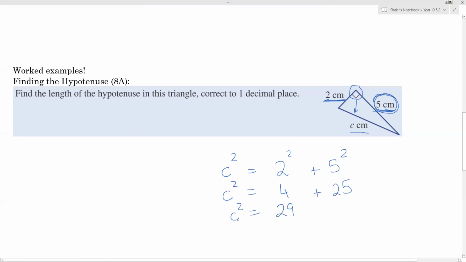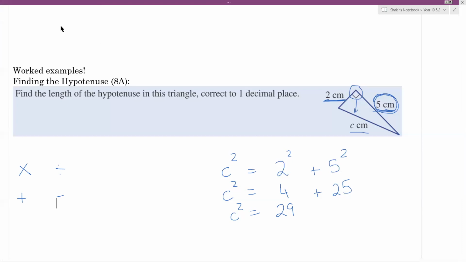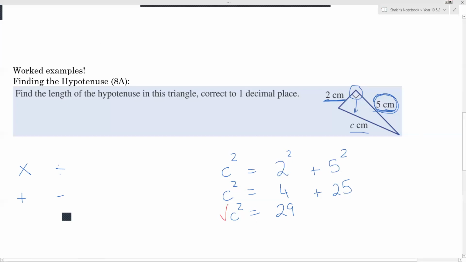Now, I need to know what c is, but right now I've got c squared. To undo the c squared, to have c by itself, I'm going to do the opposite operation of square. For example, the opposite operation of multiply is divide. The opposite operation of plus is minus. The opposite operation of square is square root. So I'm going to square root both sides. I'll put it in a red pen. I'm going to take the square root of the left-hand side and the square root of the right-hand side.